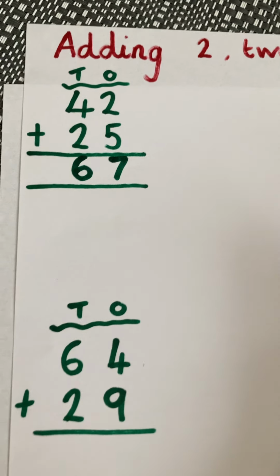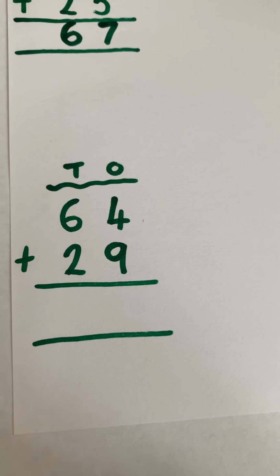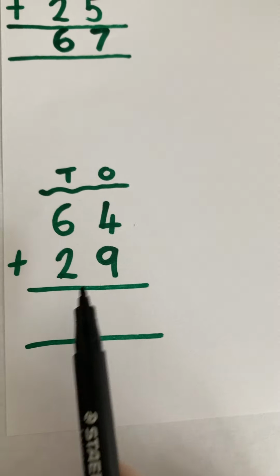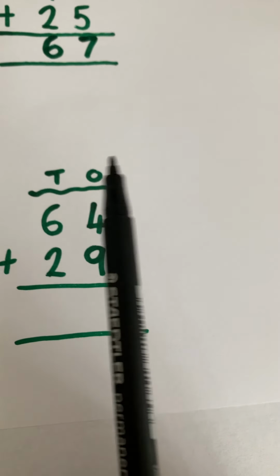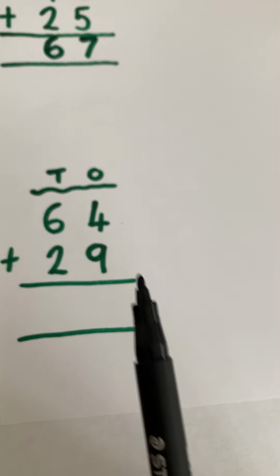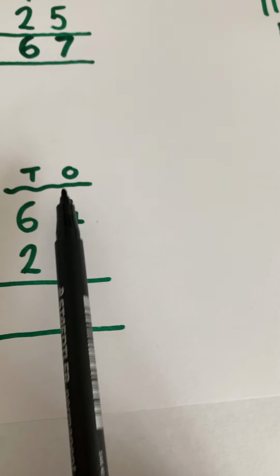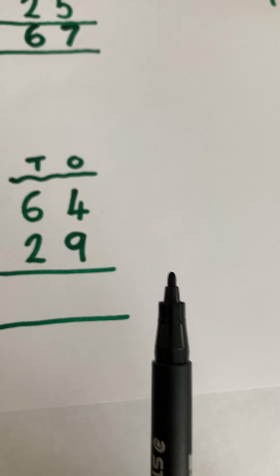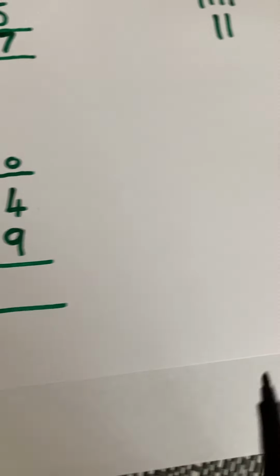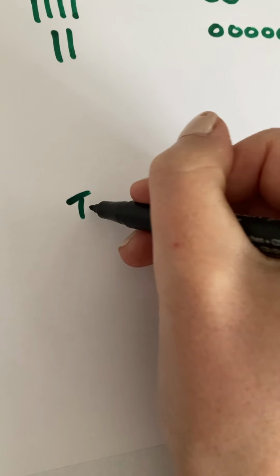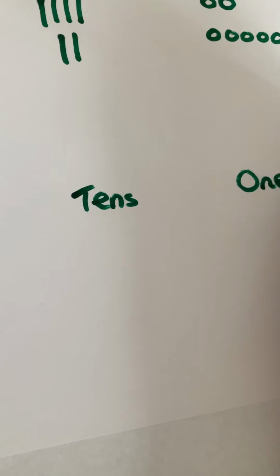Now, let's do this other one together. We're adding again, so we've got to partition both numbers. Now, just like Miss Moore does in class, I've written T and O above my numbers, so I know that this is my tens column and this is my ones column. And remember, I always tell you that you can do that too to help you, okay? So I'm going to write my tens and ones again.